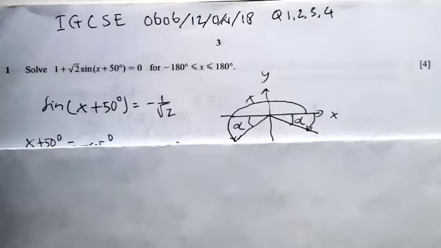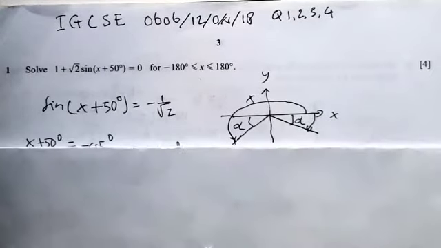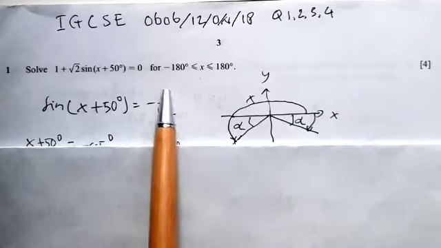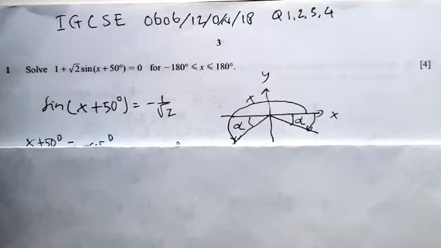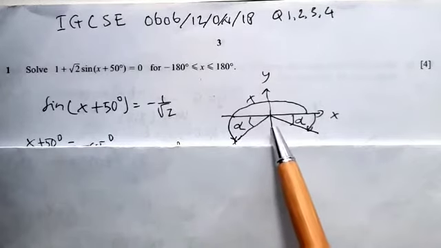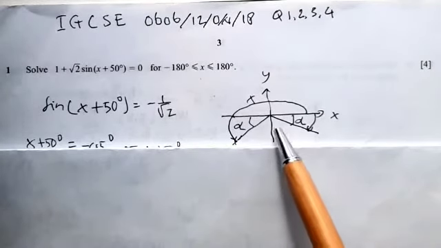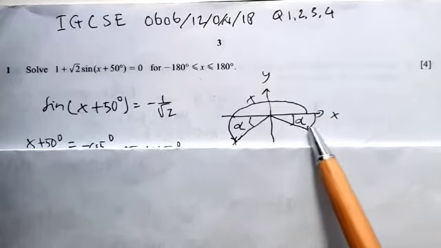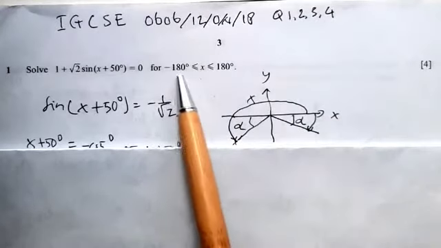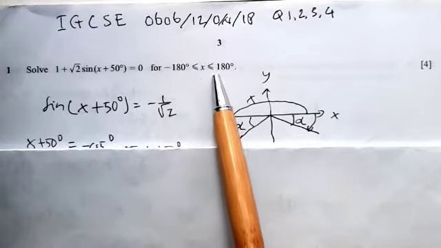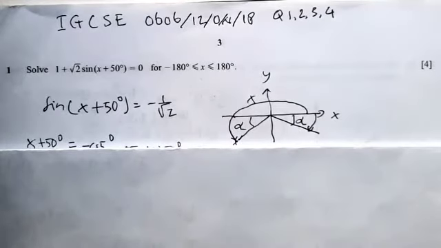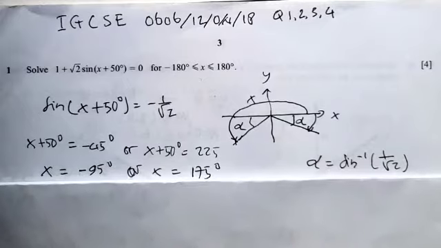Now here sine (x plus 50 degrees) is negative, thus the angle lies in the third or fourth quadrant. And you see here the domain is from minus 180 degrees until 180 degrees.